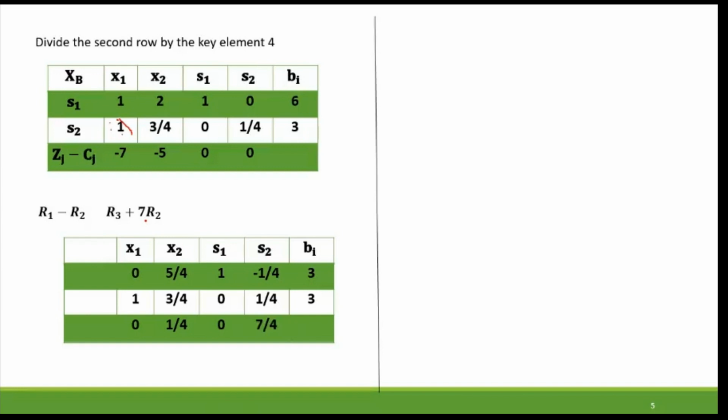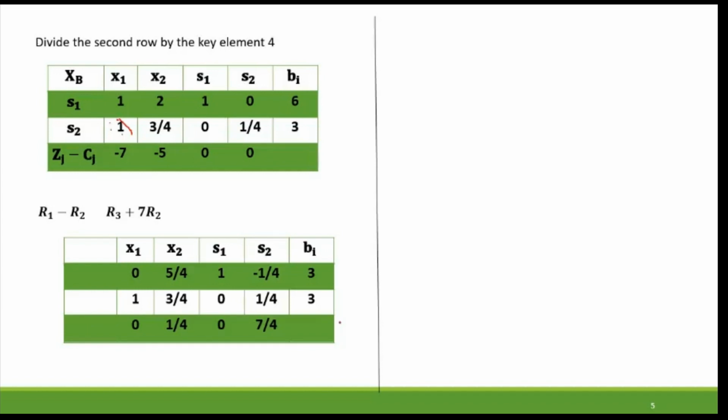ठीक है, right है, first row और third row. तो what we have done, once you make the key element 1, the remaining elements in that column are to be made 0 by using row transformations. तो हमने पहले एलिमेंट को जीरो करने के लिए R1 माइनस R2 किया और इसको जीरो करने के लिए R3 प्लस 7R2 किया एंड वी हैव गॉट द न्यू फर्स्ट रो एंड द थर्ड रो.